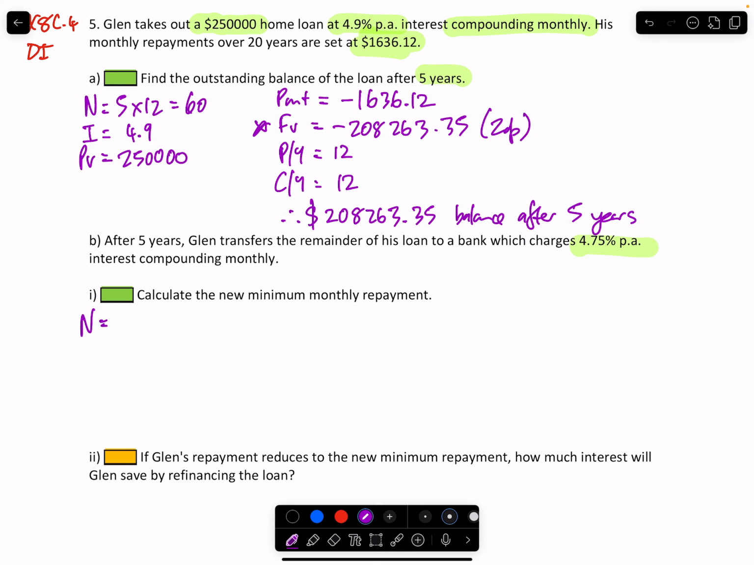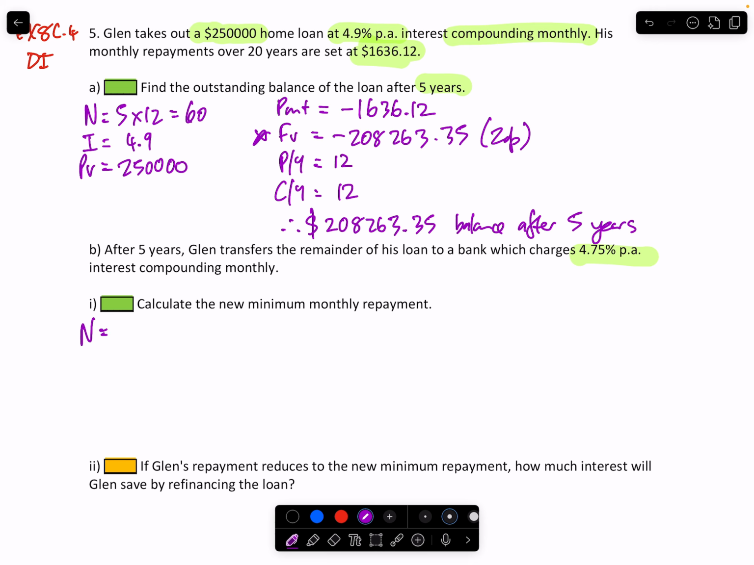So he's been paying for 5 years already. He's got 15 to pay off, so 15 times 12, that's going to be 180 months. Interest rate is now lower, 4.75% per annum. PV is what he still owes, so he still owes $208,263.35. Because the rate has gone down, his payments are going to be smaller. So let's find that out by solving for PMT.